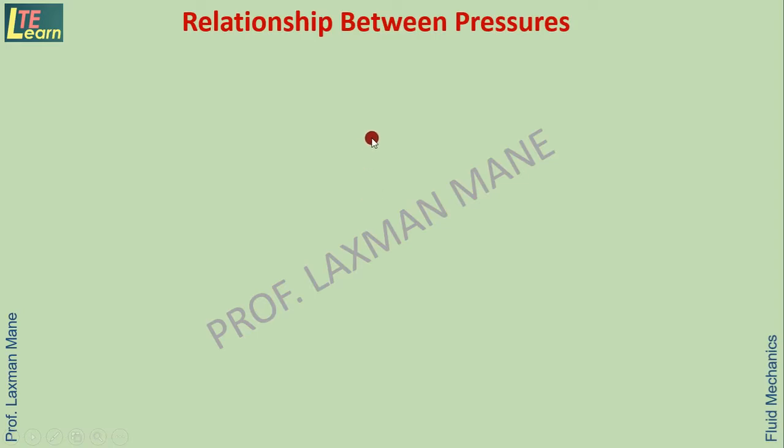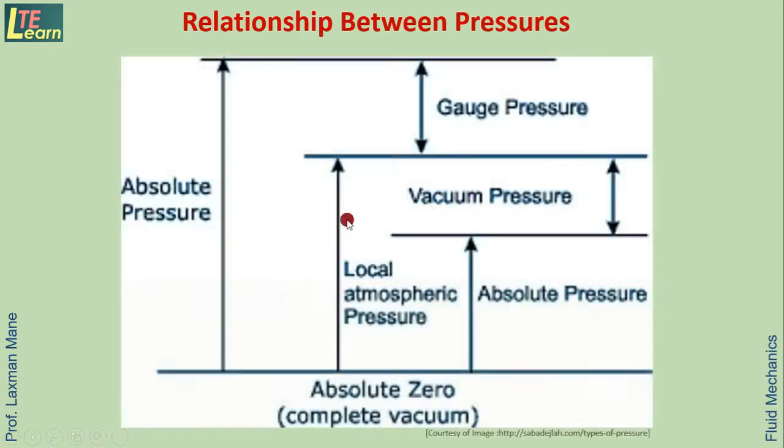We can learn a relationship between the pressure by using this diagram. Here this is the line which is showing absolute zero pressure. This is the line which is showing atmospheric pressure. So in case of positive pressure applications, the gauge pressure read by the gauge, that is called as gauge pressure, that is above atmospheric. So in that case, absolute pressure will be sum of local atmospheric pressure and gauge pressure.